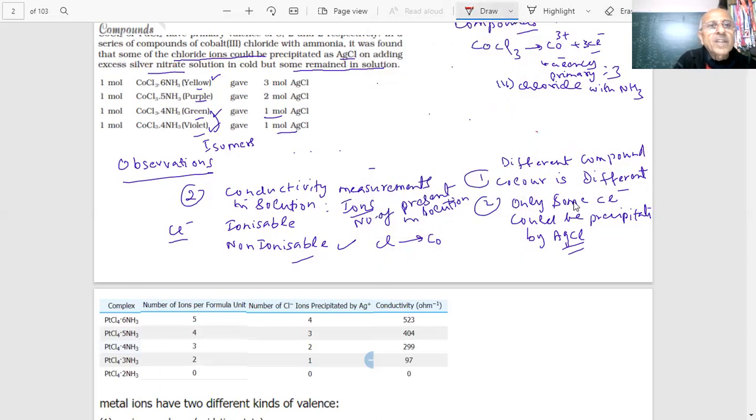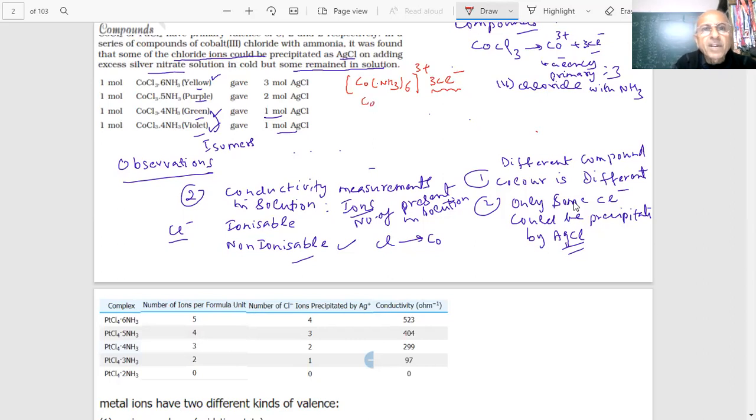On the basis of this, there are 3 mole of AgCl, which means there are 3 Cl minus which are ionizable. And on that basis, he wrote the formula like this: Co(NH3)6, I am putting brackets here, student, 3 plus, and 3 Cl minus ionizable. If I write this compound which is yellow in color by this, how many chlorides are ionizable here? 3. And for this, which was purple in color, only 2 AgCl is obtained.